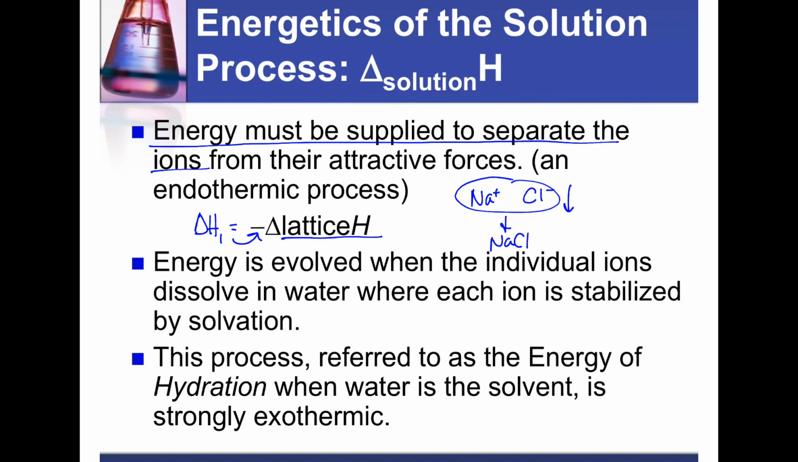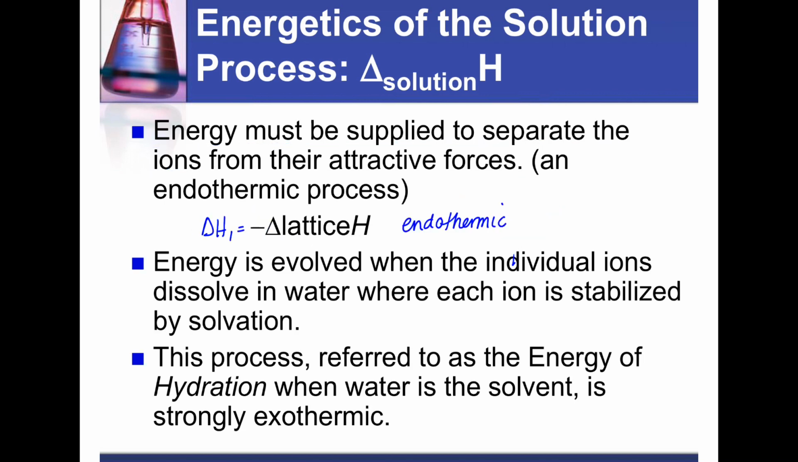What we're talking about is doing the exact opposite. We're talking about taking a crystal and cutting it to make individual ions. And that takes energy to do, and so we need to change the sign of the lattice energy. So delta H1 is equal to the negative lattice energy. And remember, it takes energy to break ions away from each other, so that's going to be endothermic.